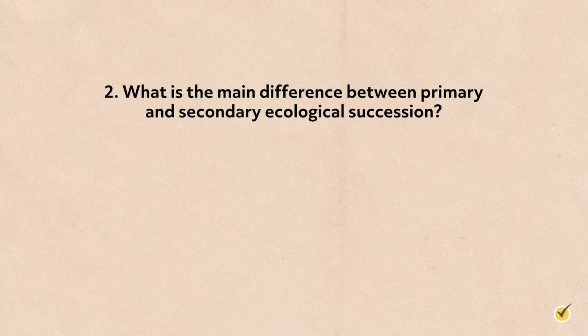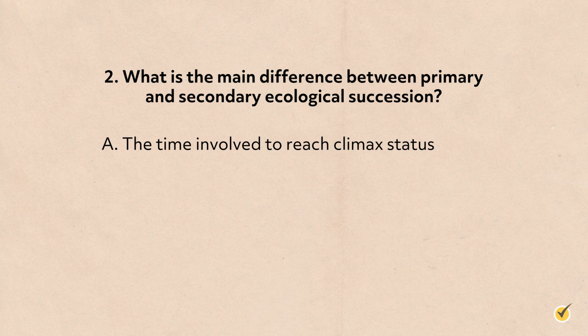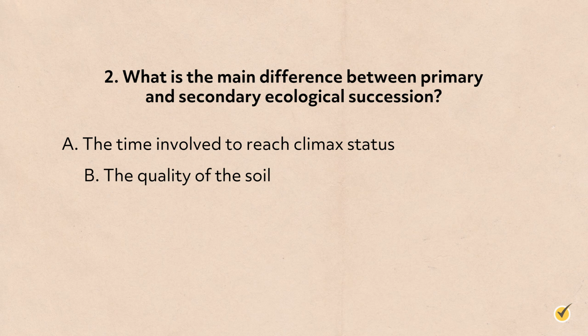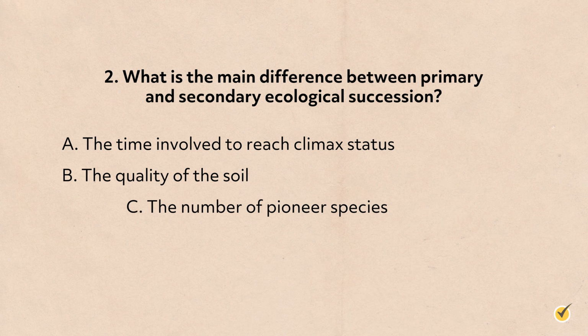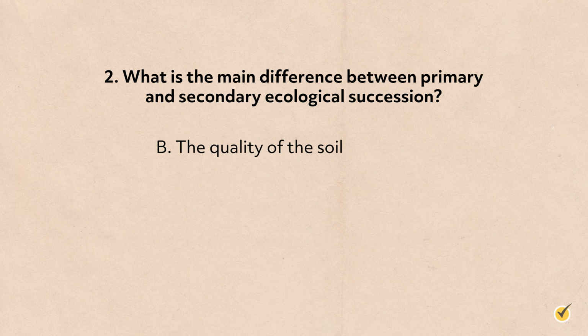Number 2, what is the main difference between primary and secondary ecological succession? A, the time involved to reach climax status. B, the quality of the soil. C, the number of pioneer species. Or D, secondary succession always occurs after primary succession. The correct answer is B, the quality of the soil.